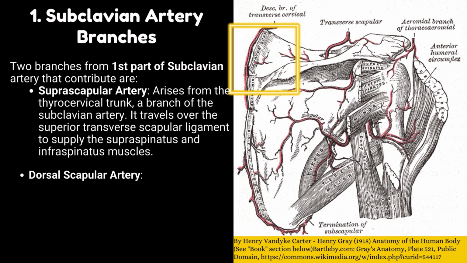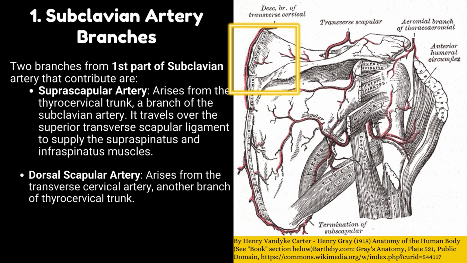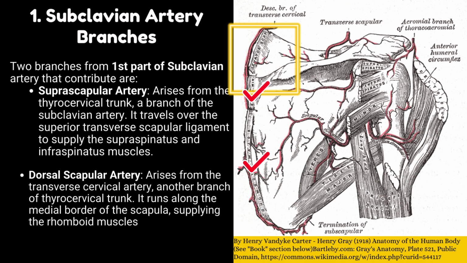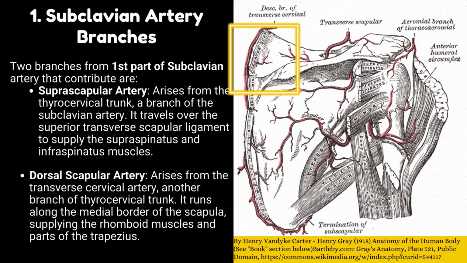Dorsal scapular artery. It arises from the transverse cervical artery, another branch of thyrocervical trunk. It runs along the medial border of the scapula, supplying the rhomboid muscles and parts of the trapezius.